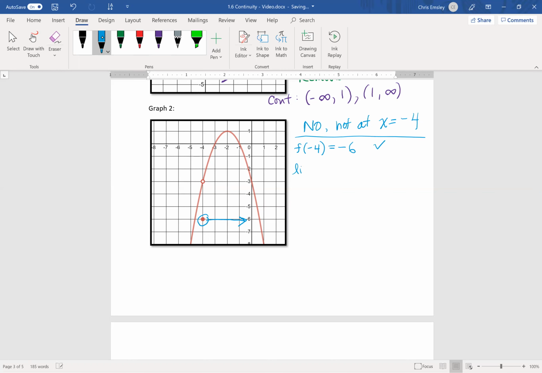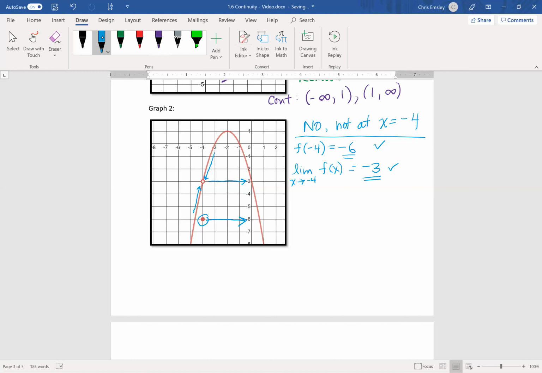The second condition says that the limit as x approaches negative 4 of f of x has to exist, okay? So we want to look here at what happens as we get closer and closer to x equals negative 4. Well, you can see as we come in here from the right, as x gets close to negative 4, y gets close to negative 3. Same thing happens if we come in here from the left. As we get closer and closer to negative 4, we get closer and closer to y equals negative 3. So our limit is equal to negative 3. So condition 2 is met.